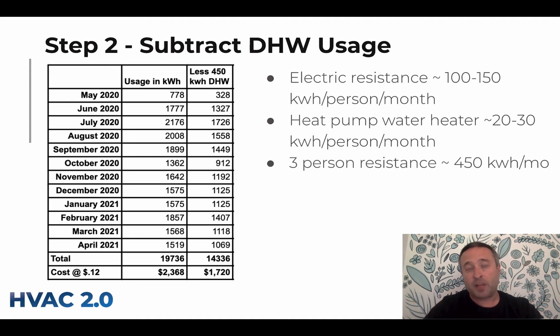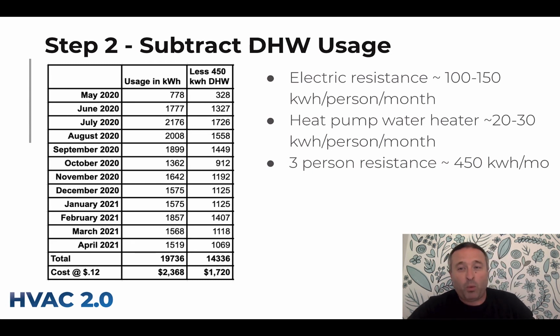All right, the next step is to subtract the domestic hot water usage out of what their monthly usage is. So the quick and easy way to do this is electric resistance water heaters use between 100 and 150 kilowatt hours per month per person. So if you have 3 people, you're going to be somewhere between 300 and 450 kilowatt hours a month worth of electric resistance water heat.